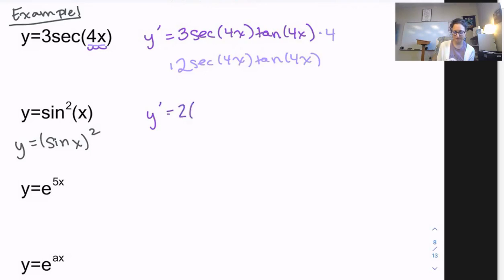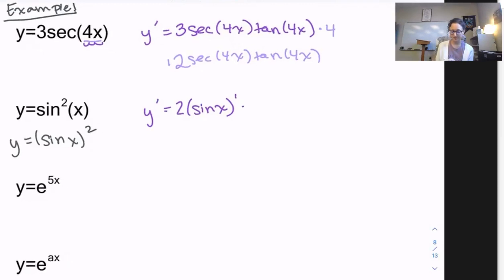I'll multiply by the 2 and subtract 1 from the exponent, but I have to hold the inner as is. So you can put your understood exponent of 1 there, or leave it off. And then times the derivative of the inner, and the derivative of sine is cosine of x. Good. Okay, for the next one, what's your outer function? Outer function's e to the x.